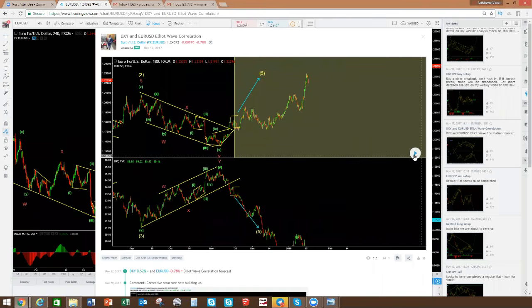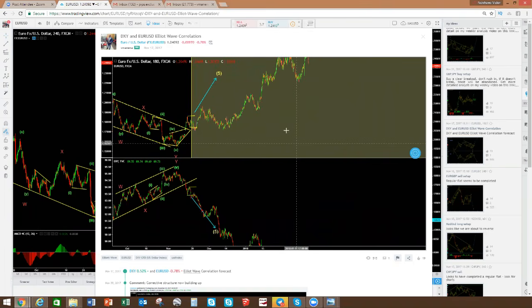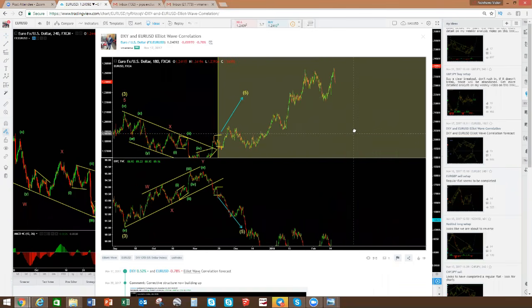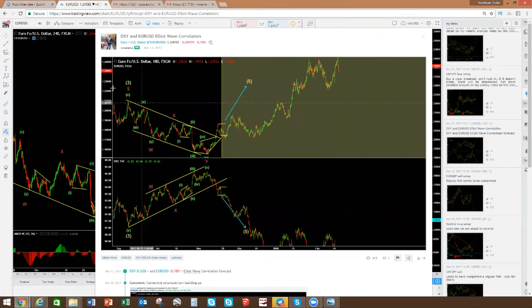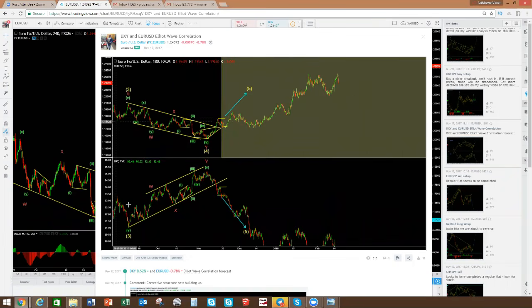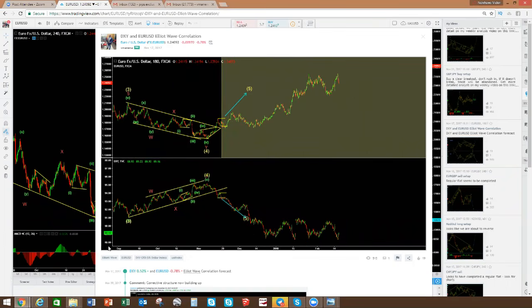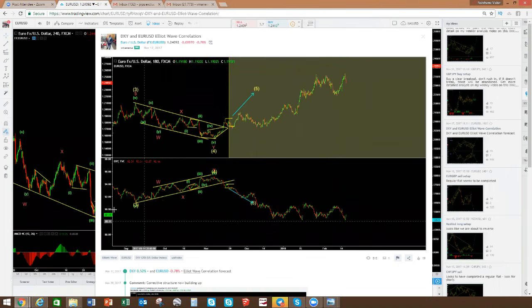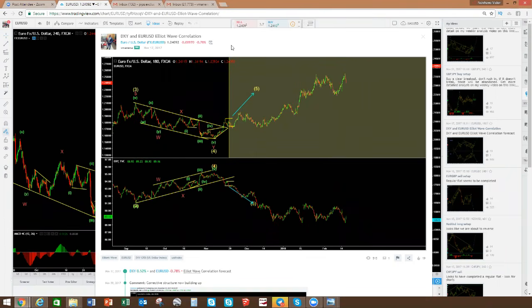Okay. Some more. So this pair is becoming very interesting and very clear now. So let's just put it there so we can see both charts. So what do we have here?